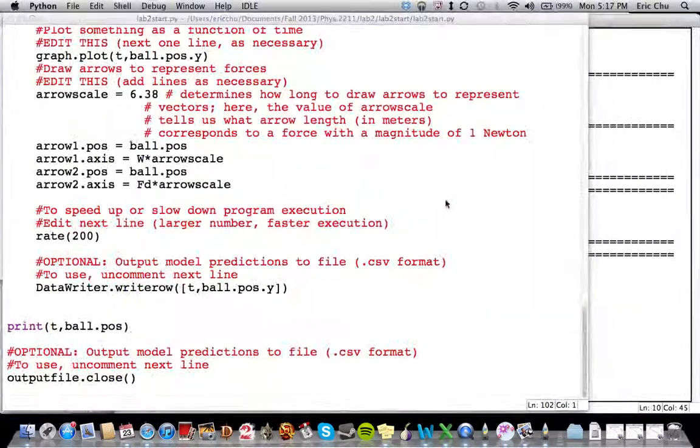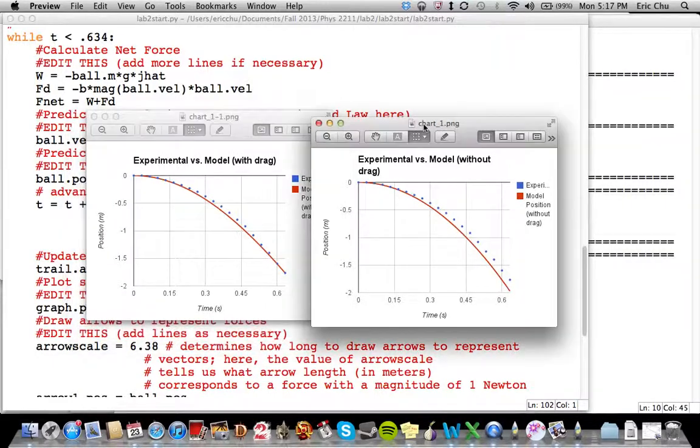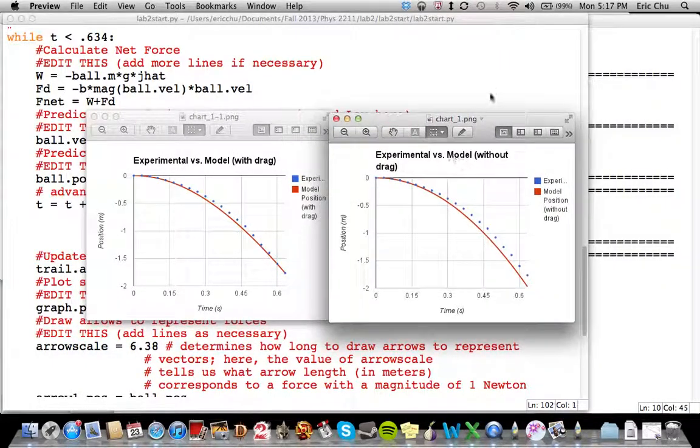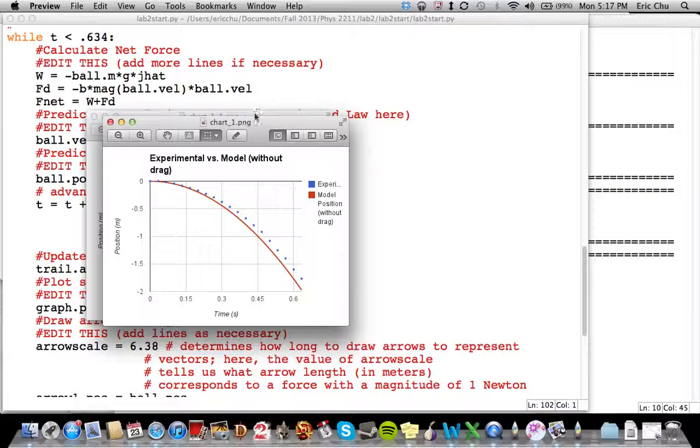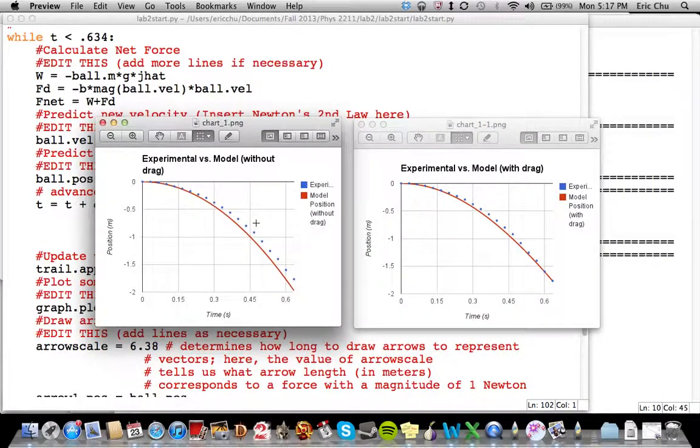Alright, so let's analyze the graphs that we found. The one on the left is my model without drag. As you can see, the red line's the model. As you can see, it over predicts my position by not too much, but you can see that the difference is increasing. So as time goes on, the error will continue to be greater.